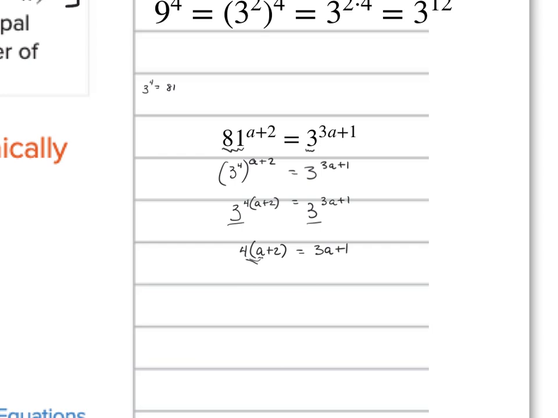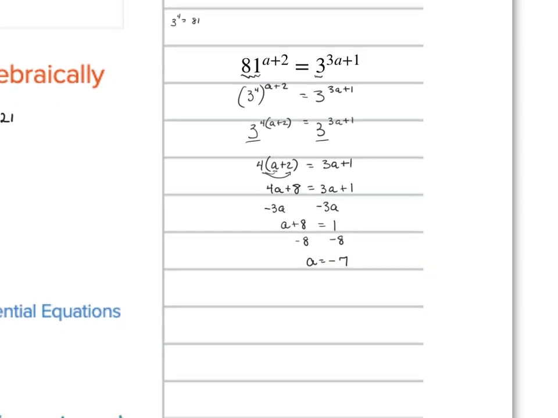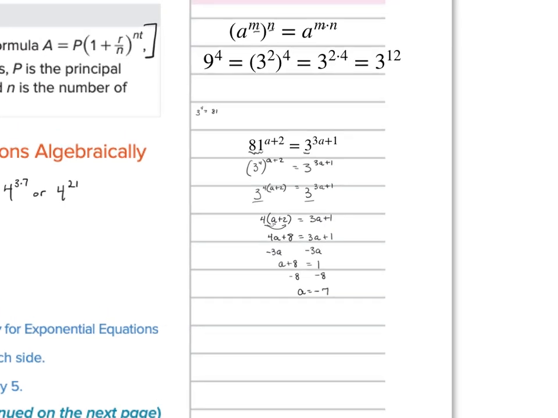Using the distributive property, 4a plus 8 is equal to 3a plus 1. Subtracting 3a from both sides, because I'm trying to combine like terms, I have a plus 8 is equal to 1. Subtracting 8, and a is equal to negative 7. So if a is negative 7, then we maintain the equality there. Just another example for us to look at.